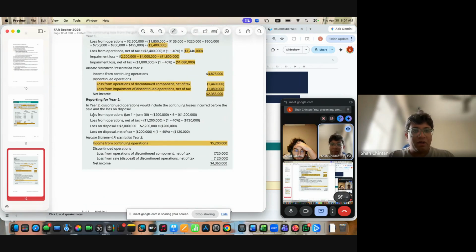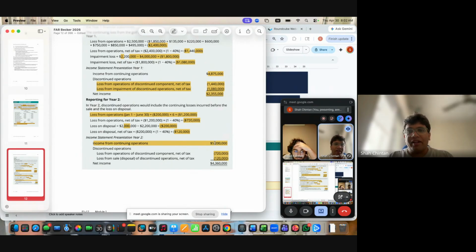So what we are saying, number one, loss on operation, which is a 6 months loss, 200k into 6 months, which comes to 1.2 million. 40% tax effect comes to 720k. So आपने 720k यहाँ पर present कर लिया, loss from operation. Then you have a loss on disposal. जब आपने actual sales किया, now you have a value of your asset at 2.2 million, but you sold for 2 million only. So that is a further loss of 200k. 40% tax effect देने के बाद your net loss is 120k. So 120,000 you represent here as a loss on disposal.